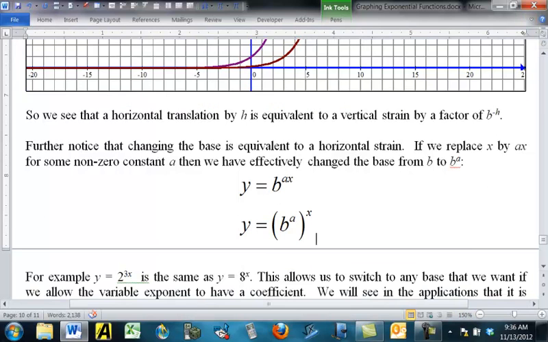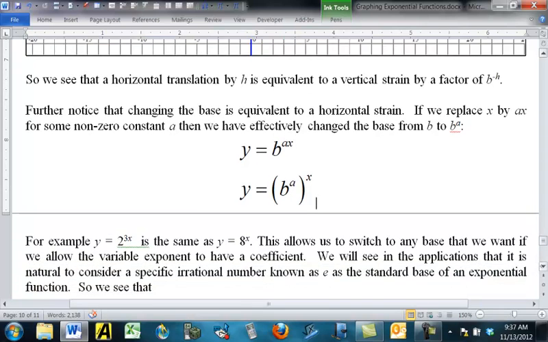Okay, further notice that we can change the base, and that's equivalent to a horizontal strain. So if we have y equals b to the ax, we can think of that as y equals b to the a, to the x, because remember our property of exponents says if you have a base to a power and then raise that to another power, you can multiply these two powers. So if we start with just y equals b to the x, we can replace x by ax, which we know is a horizontal strain, a stretch horizontally. But notice that's equivalent to just replacing the base b with the new base, b to the a.